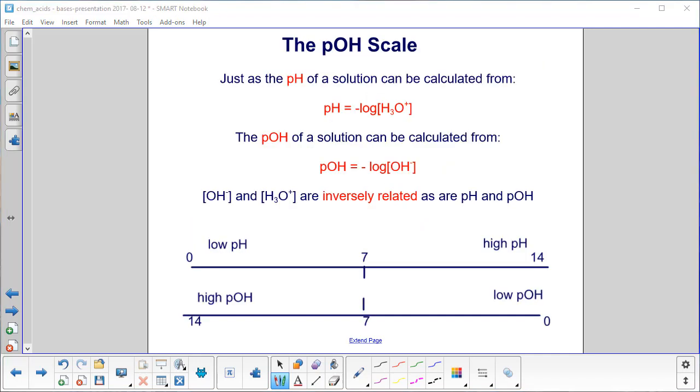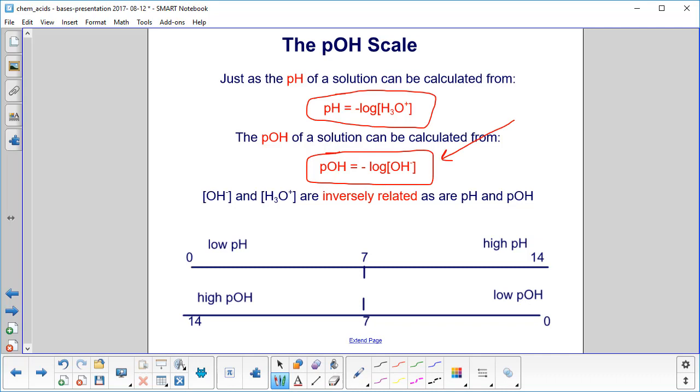What if you wanted to represent these concentrations on the pOH scale? Well, here's how we did pH. So can you figure out how we would do pOH? Same thing, except instead of the concentration of hydronium ions, you use the hydroxide ions.